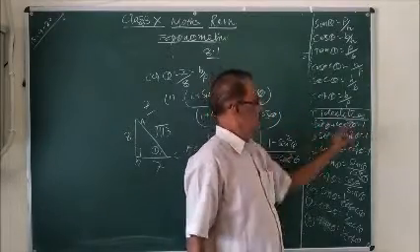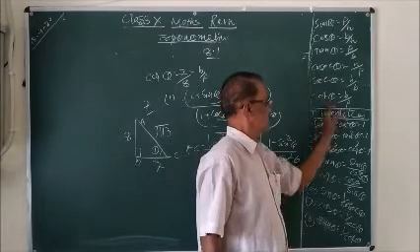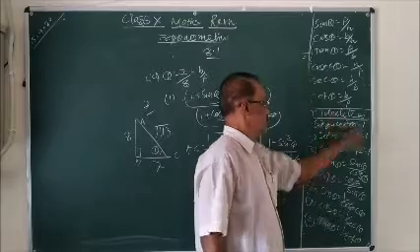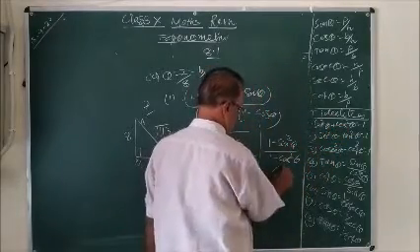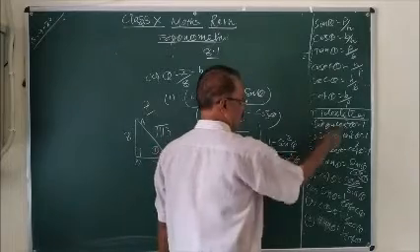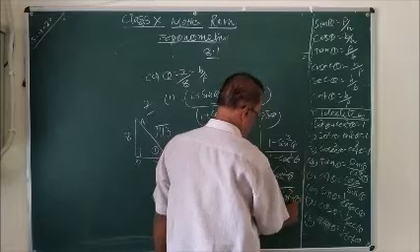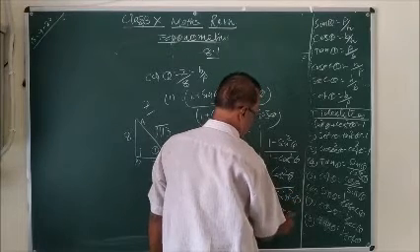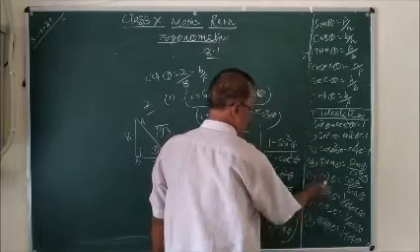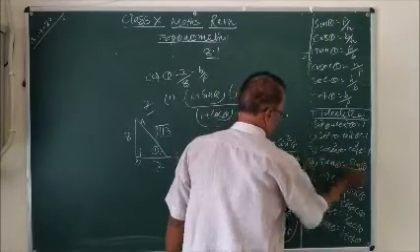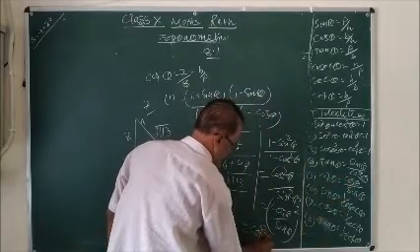So if you transfer this term from left to right, it will be minus. So cos²θ = 1 − sin²θ. This will be cos²θ. And 1 − cos²θ is equal to what? sin²θ. And now you write it like this: (cos θ / sin θ) whole square. You know tan θ is sin θ by cos θ, and cos θ by sin θ is cot θ. So this will be cot²θ.